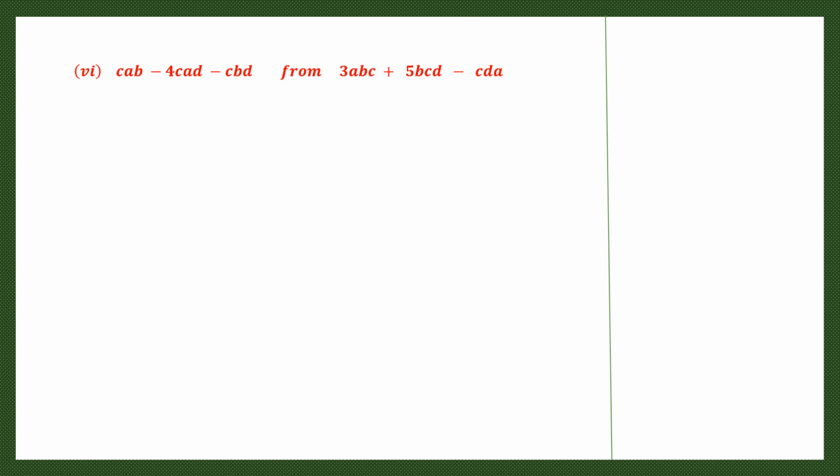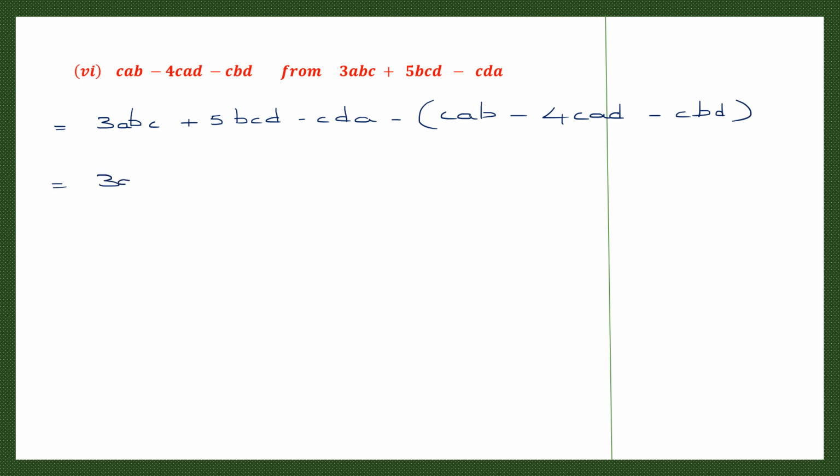Question 6. So here again we have to subtract this polynomial from this. So let's write this one first. So that will be 3abc plus 5bcd minus cda. Now subtract the other one from it, cab minus 4cad minus cbd. So now we're going to remove brackets.